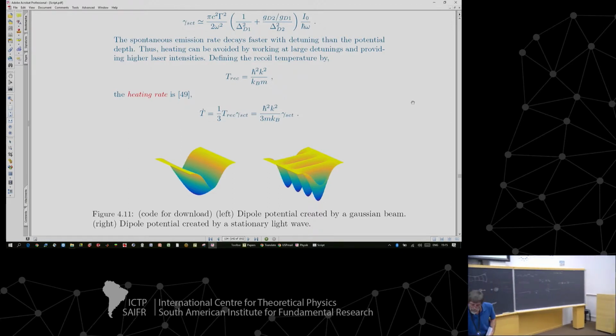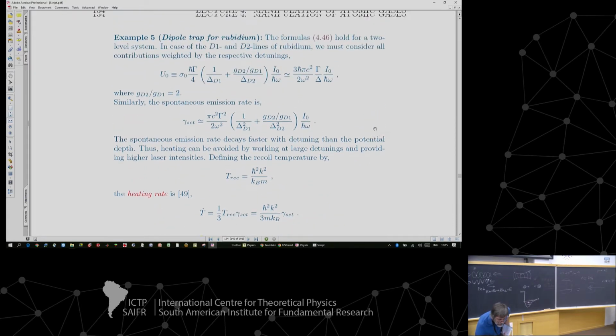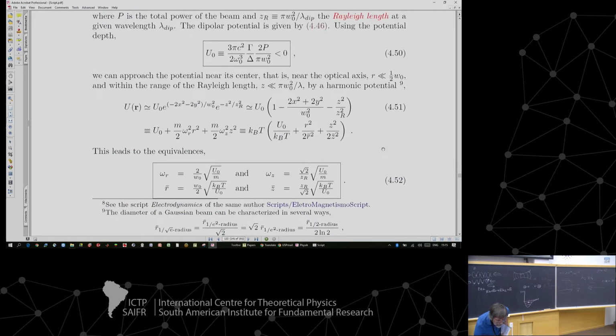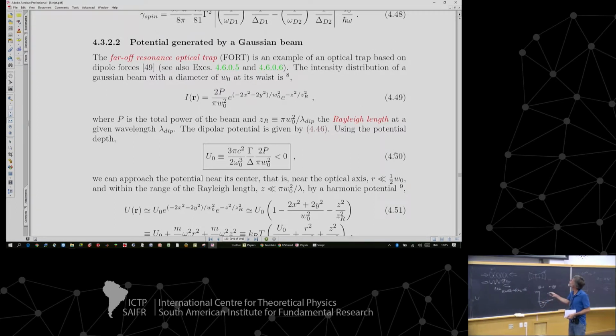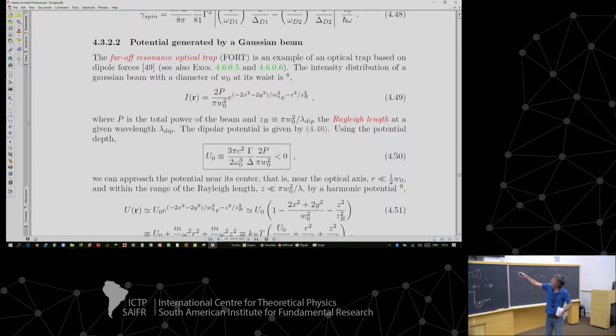Now let me show you the formula of a Gaussian laser beam, because this is what you typically have. So this is a Gaussian laser beam. You have the power of the beam.